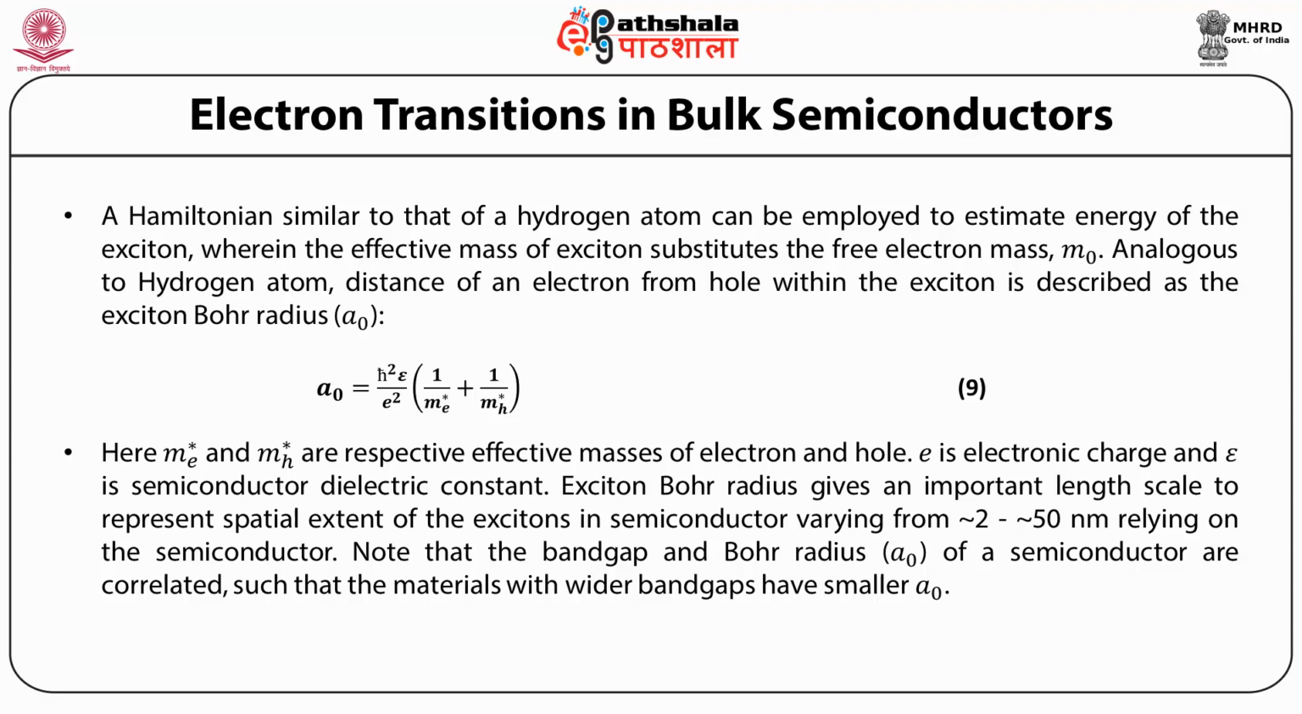So the exciton Bohr radius gives an important length scale to represent the spatial extent of the excitons in a semiconductor, varying from 2 to 50 nanometers, depending on the semiconductor. Note that the band gap and the Bohr radius A0 of the semiconductor are correlated such that materials with wider band gaps have smaller A0.